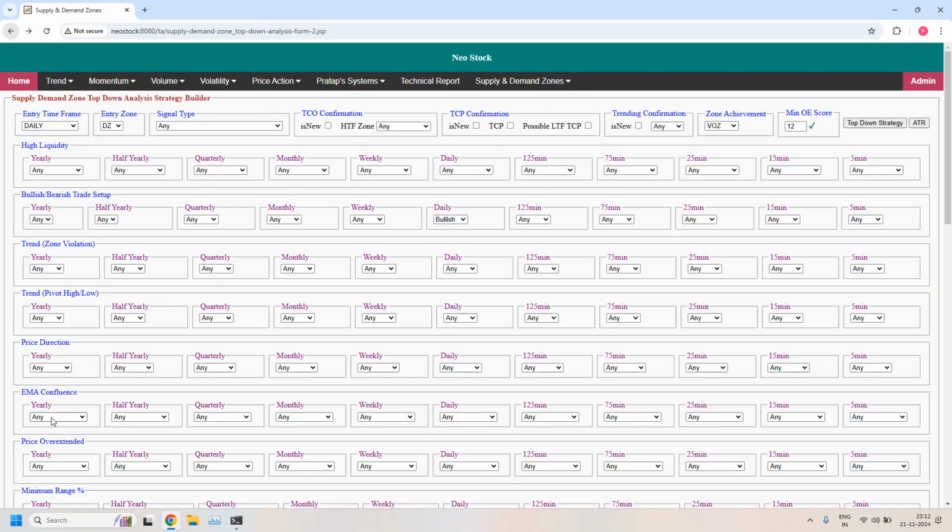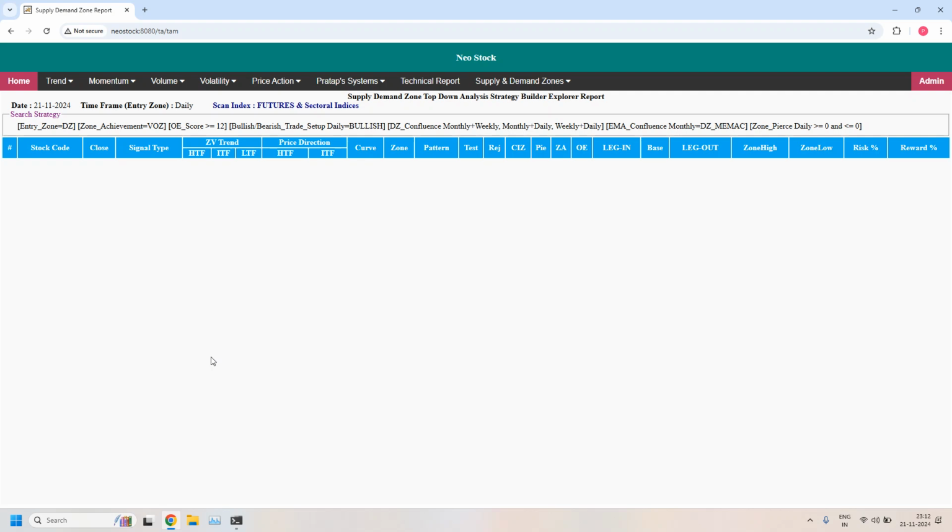Let's verify. In the EMA confluence, monthly time frame, monthly demand zone with monthly EMA confluence, we did not get any EMA confluence. Monthly EMA confluence.